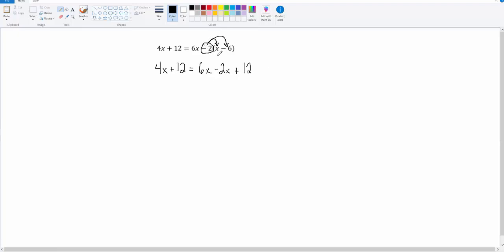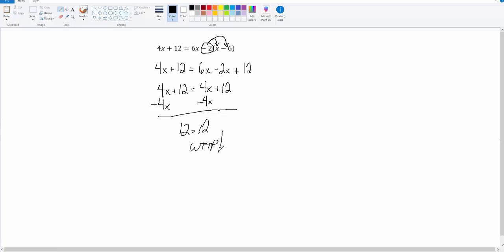We got lots of x's, so let's go ahead and combine our x's and then get them to the same side. So 6x minus 2x, that's 4x. Now I'm going to minus 4x from both sides. And notice that the x's cancel out. Oh man.